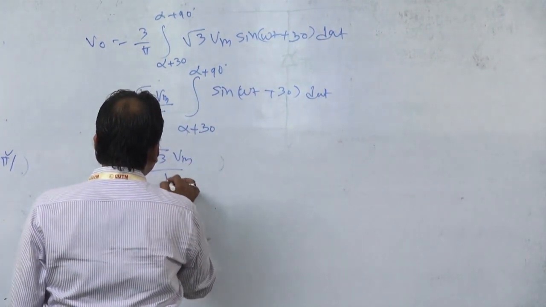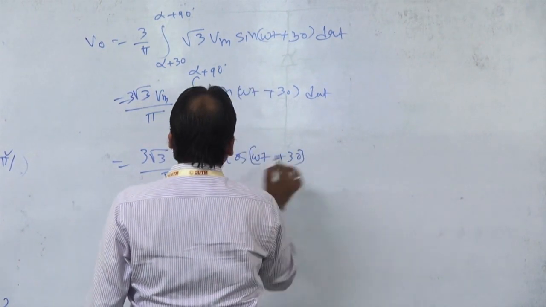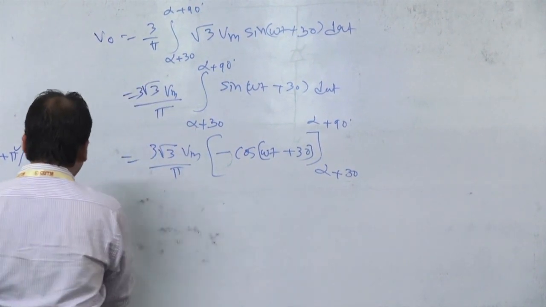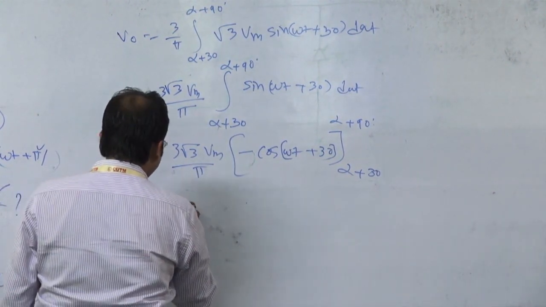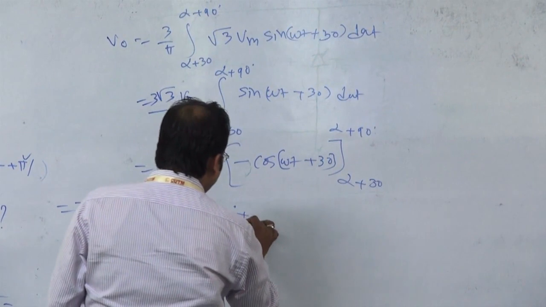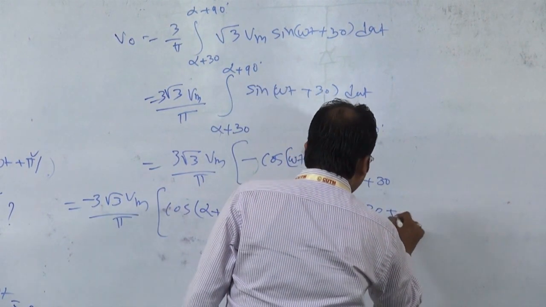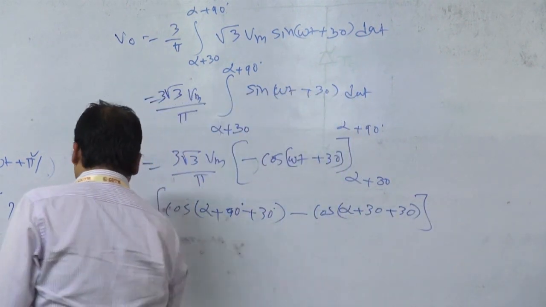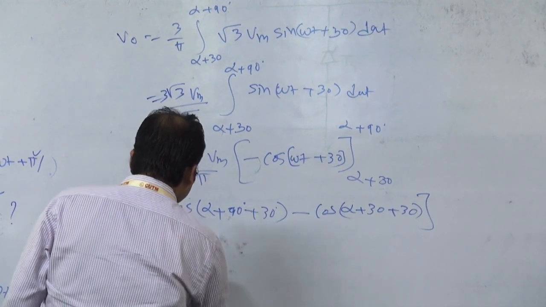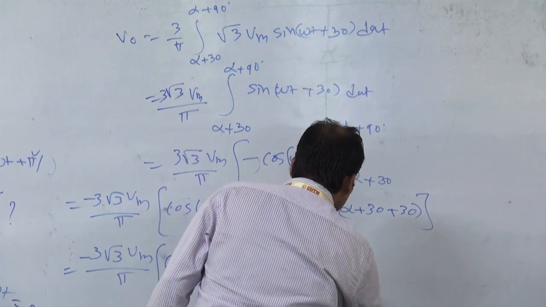So this will give you, if you do the integration, minus cos(omega t plus 30), limits will be alpha plus 30 to alpha plus 90. So take this minus sign outside, 3 root 3 Vm by pi, and just put the limits: in place of omega t we put alpha plus 90 degree plus 30 degree, minus cos of alpha plus 30 degree plus 30 degree. So minus 3 root 3 Vm by pi, cos(alpha plus 90 plus 30, how much? 120) minus cos(alpha plus 60).